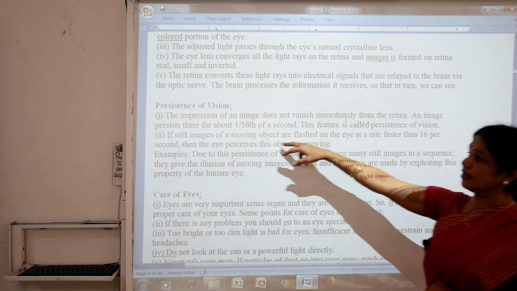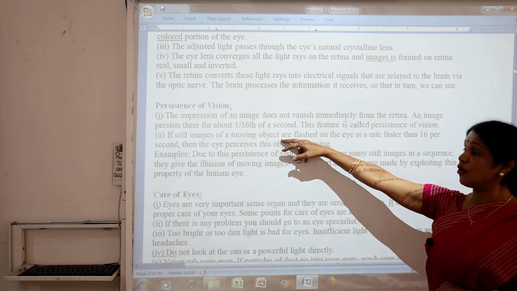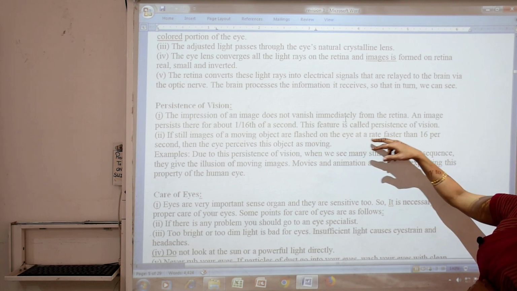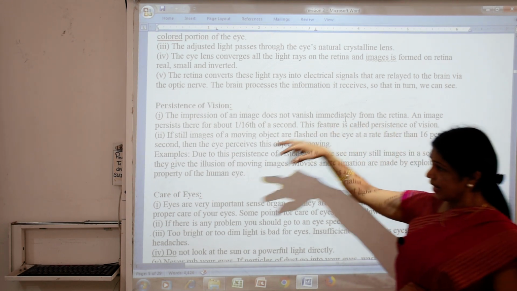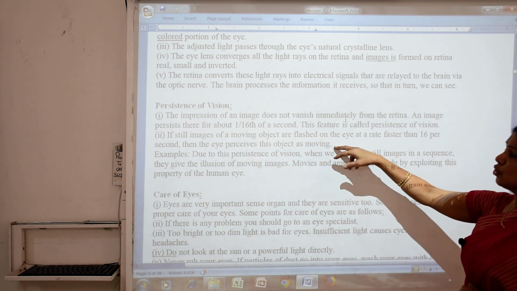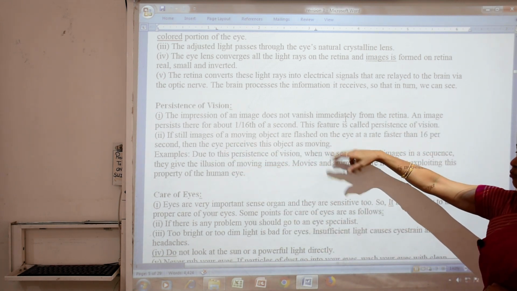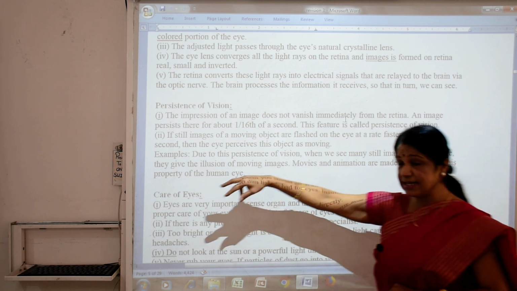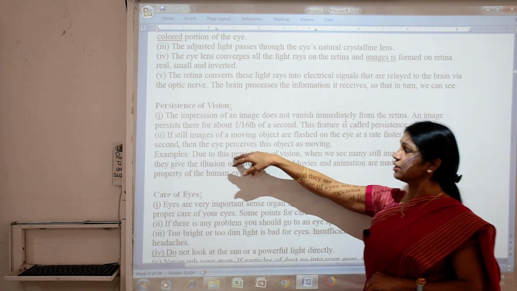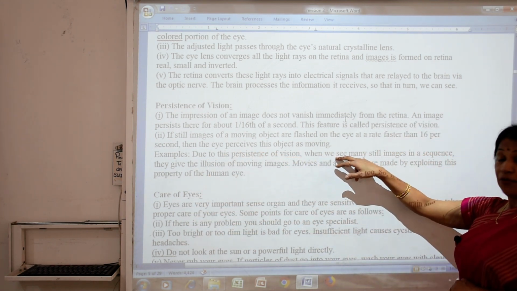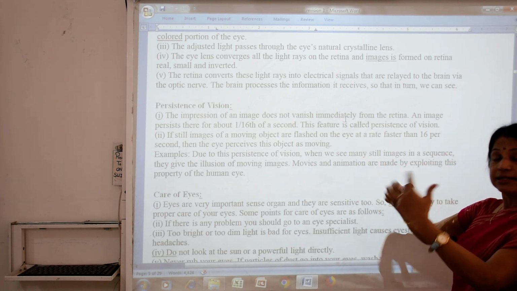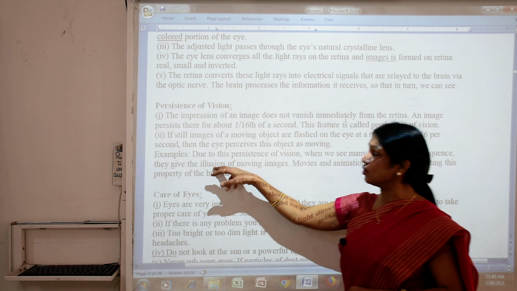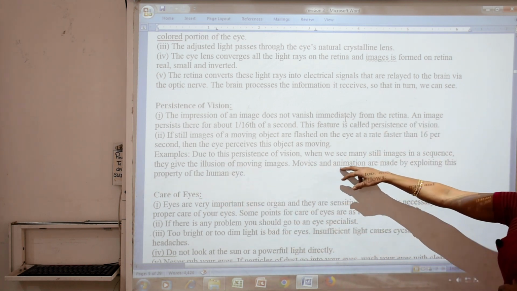Now if still images of a moving object are flashed on the eye at a rate faster than 1/16 of a second, then the eye perceives that the object is moving. What is the example of it? Due to this persistence of vision, when we see many still images in a sequence, they give the illusion of moving images.